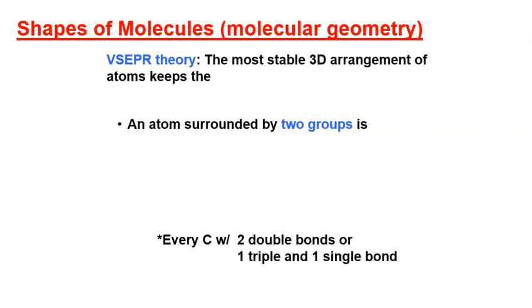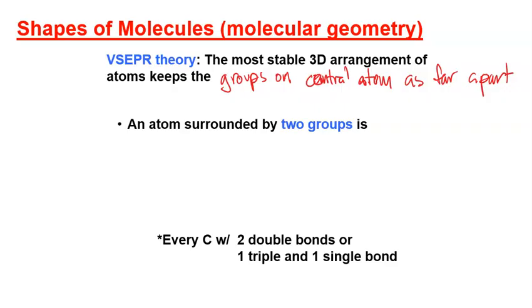Anyway, what VSEPR theory says is that the most stable three-dimensional arrangement of atoms keeps the groups on the central atom as far apart from each other as possible.